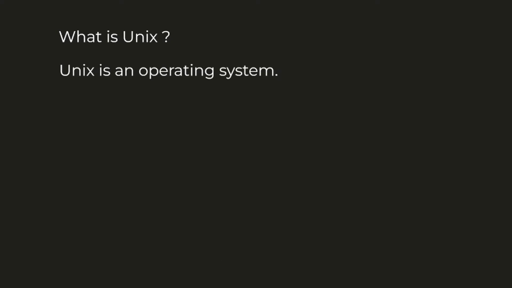Coming to Unix, what is Unix? In very simple terms, Unix is an operating system like Windows. As we know, Windows is mainly focused on graphical user interface, but Unix mainly focuses on writing commands in the terminal. In addition to this, Unix also has basic graphical user interface similar to Windows.